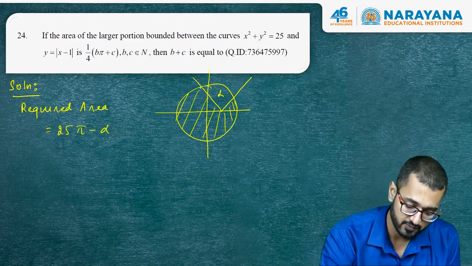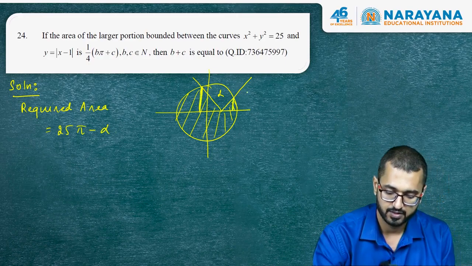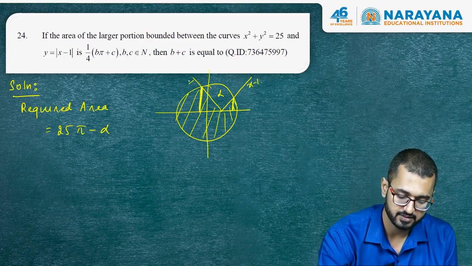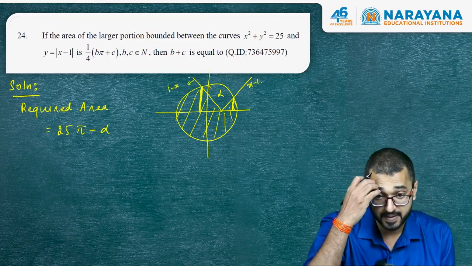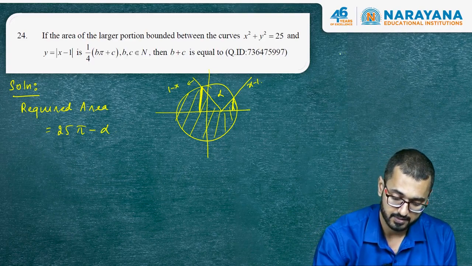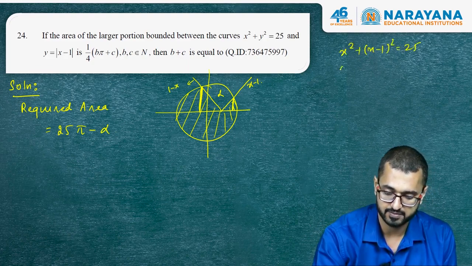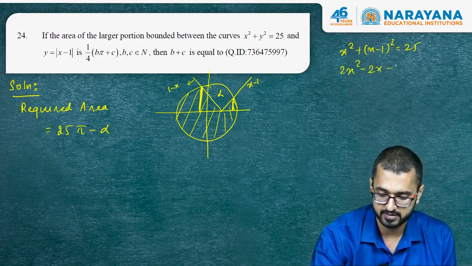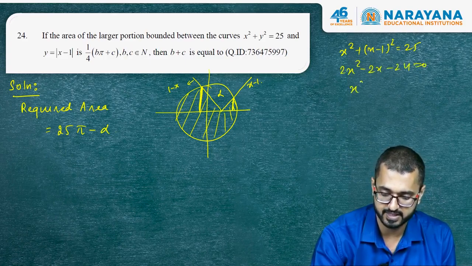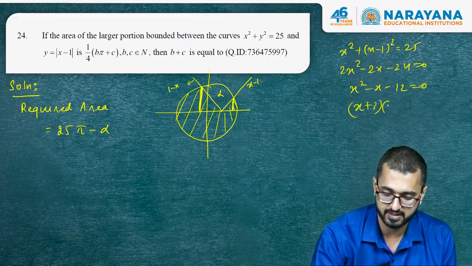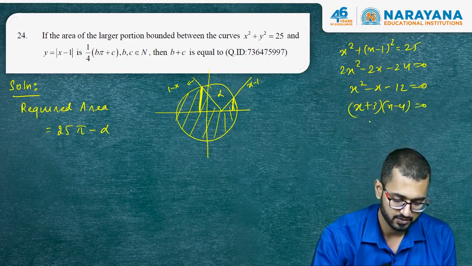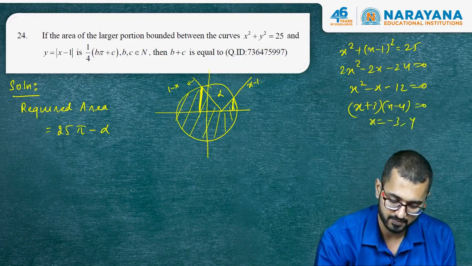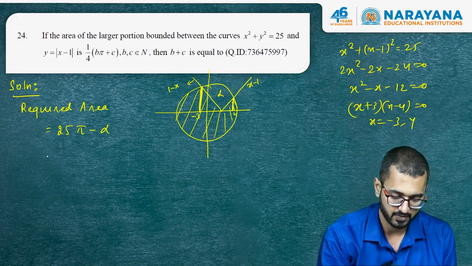So this alpha we have to write down. If you watch carefully, we have to find this point of intersection and this point of intersection. This is my graph x minus 1 and this is 1 minus x. So we can write down, solving with the circle, x square plus x minus 1 square equal to 25. So 2x square minus 2x minus 24 equal to 0, means x square minus x minus 12 equal to 0. So x plus 3 and x minus 4 equal to 0. So it will go from x equal to minus 3 to 4. So this is minus 3, this is 4.